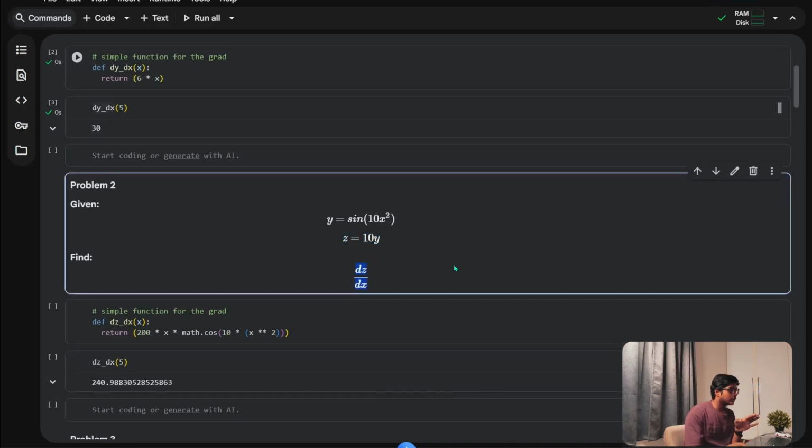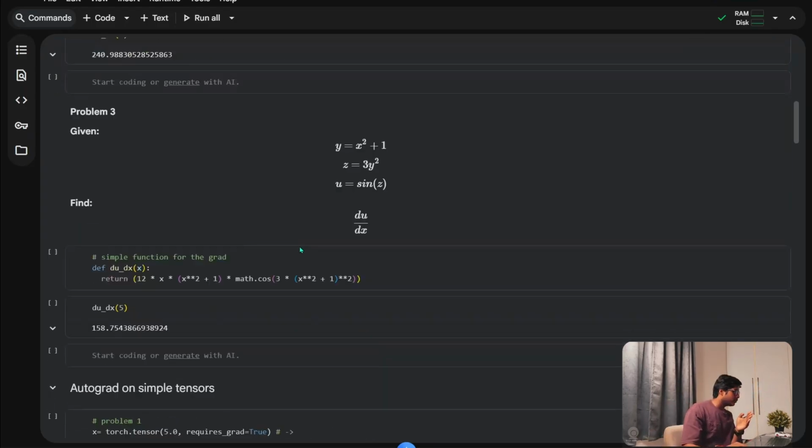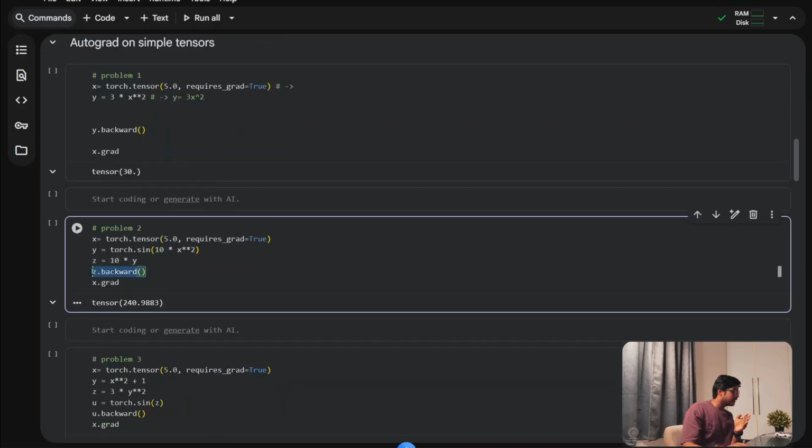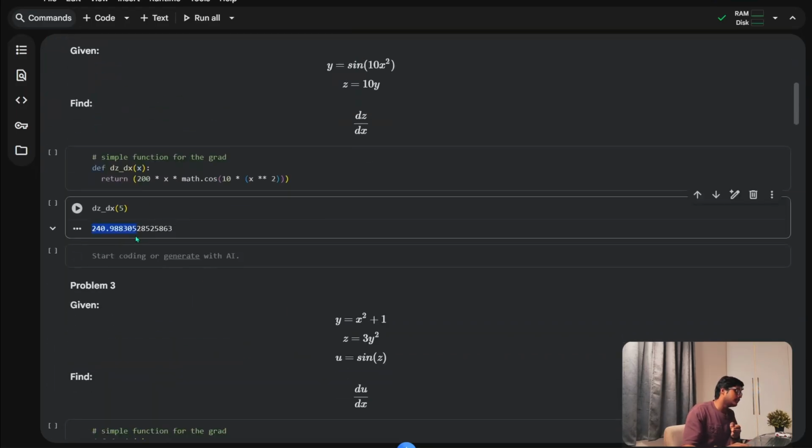Next what we do is we have to calculate this. So simply you have to do z.backward() because x, y, z, and z is my last. So you do z.backward() so that it traverses the computation graph in a backwards manner and computes the gradients automatically. So as you can see, we did z.backward(), and then in order to see the gradient, you do x.grad and you got this value 240.98, and this is the same as this 240.98.